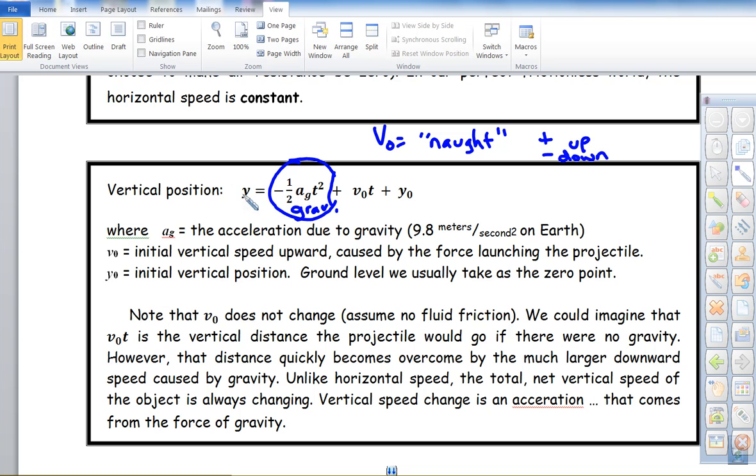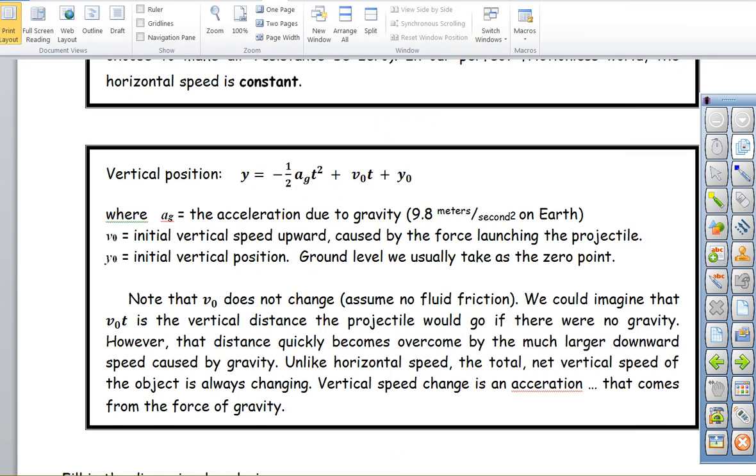So this whole vertical position is a function of time. It will change with time. So let's see how that applies.